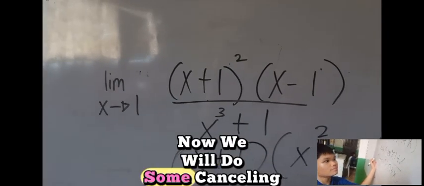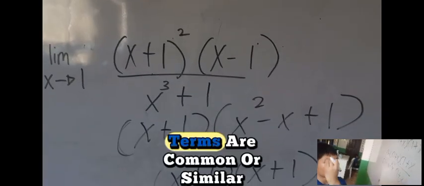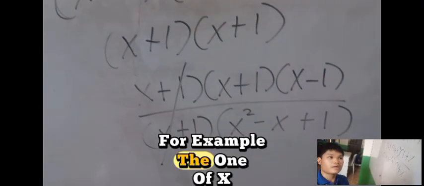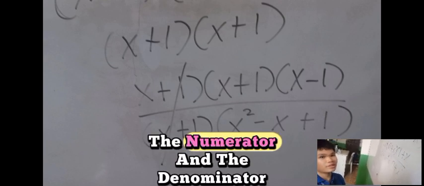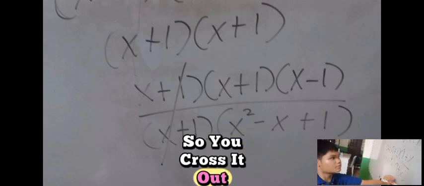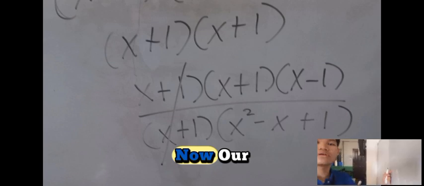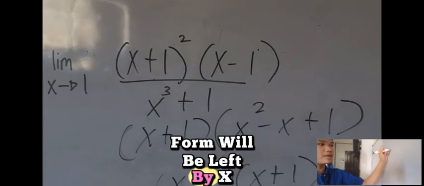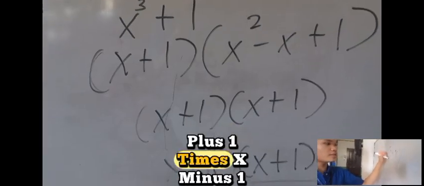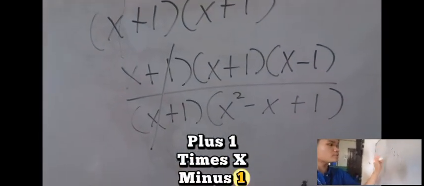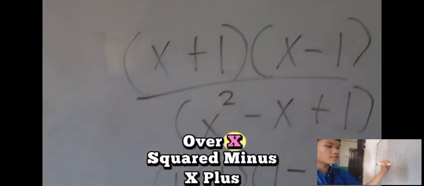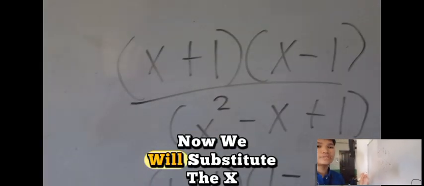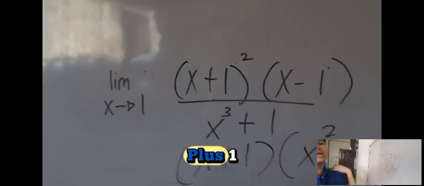Now we will do some cancelling of terms that are common or similar. For example, the quantity of x plus 1 in the numerator and denominator, so we'll cross it out. Now, our form will be left with the quantity of x plus 1 times x minus 1 over x squared minus x plus 1. Now we will substitute x as 1.